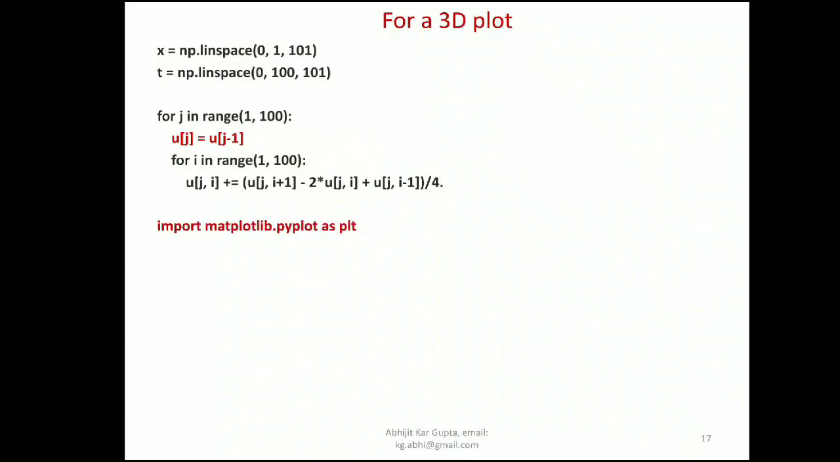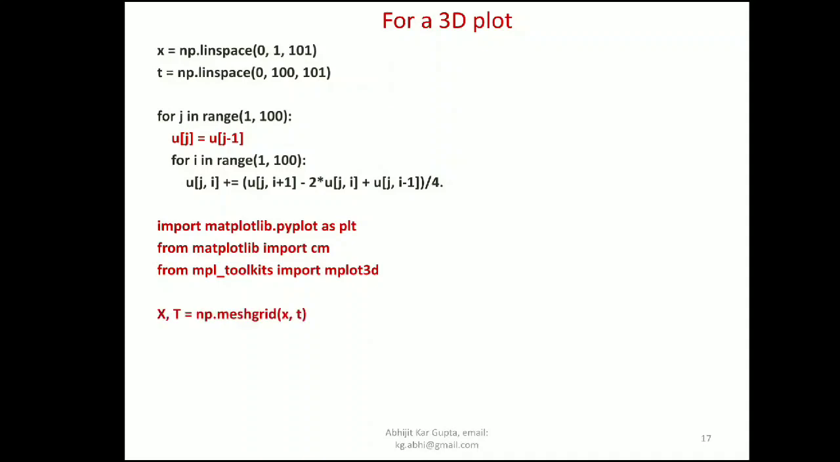Okay, and now import matplotlib.pyplot as plt. Then from matplotlib you import cm, which is for mapping. And then the next line you write from mpl_toolkits import mplot3d. That's for the 3D plot. And then you have created capital X comma capital T equal to np.meshgrid, and in brackets you write x comma t. That means you have created a mesh grid with x and t arrays. X and t arrays you have defined at the beginning.